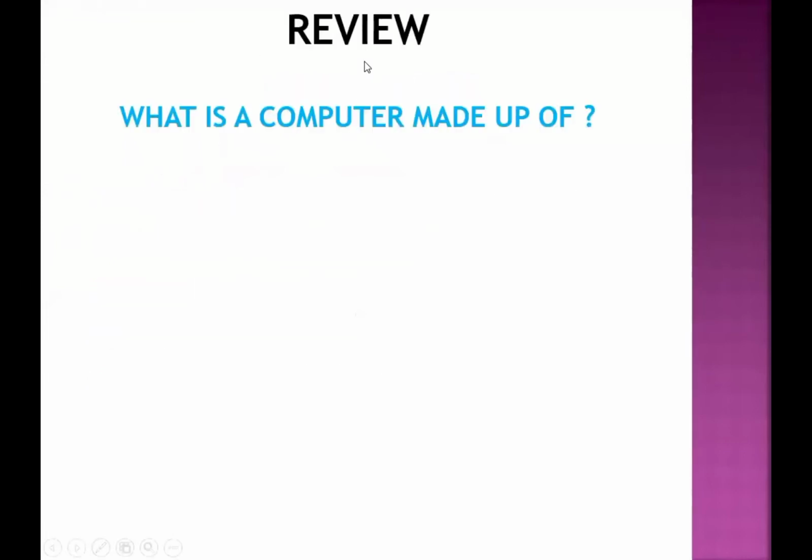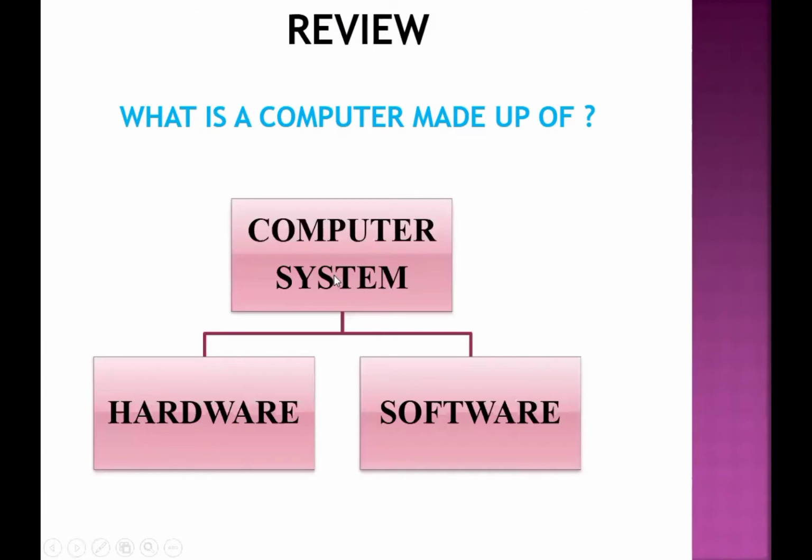First we revise what a computer is made up of. In the previous class we discussed this. So tell me your answers in the chat box. What is a computer made up of? Yes, your answer is right. A computer system is made with two components, hardware and software.